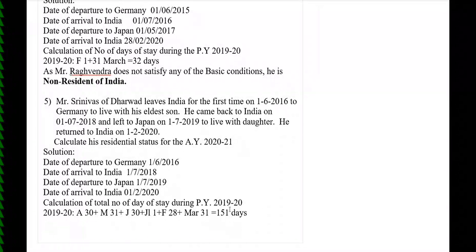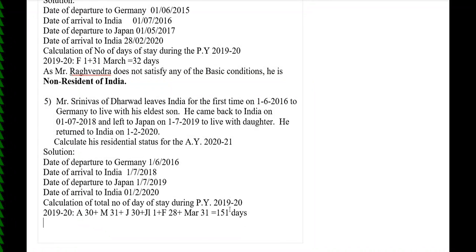So he does not satisfy the first basic condition that an assessee should stay in India for a period of 182 days or more during the previous year. So now let us go for applying the second basic condition, that is an assessee should stay in India for a period of 365 days or more during the 4 previous years preceding the relevant previous year and should stay in India for a period of 60 days during the previous year. So he is satisfying the second part here.